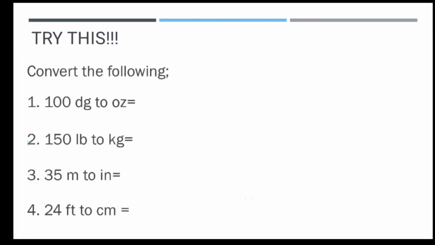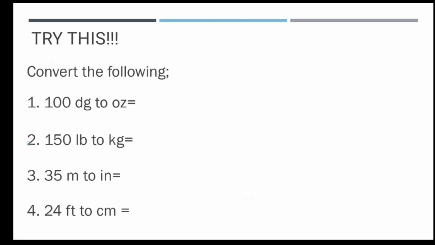Okay, let us try this. Convert the following. You can pause this video, then after that, you can check your answer. So 100 decigram to ounce, then 150 pounds to kilogram, then 35 meters to inches, then last we have 24 feet to centimeters. Okay, I will reveal the answer. Let us check your work.